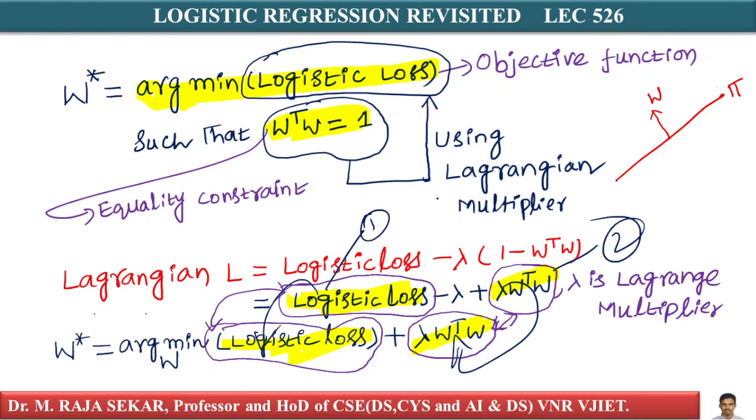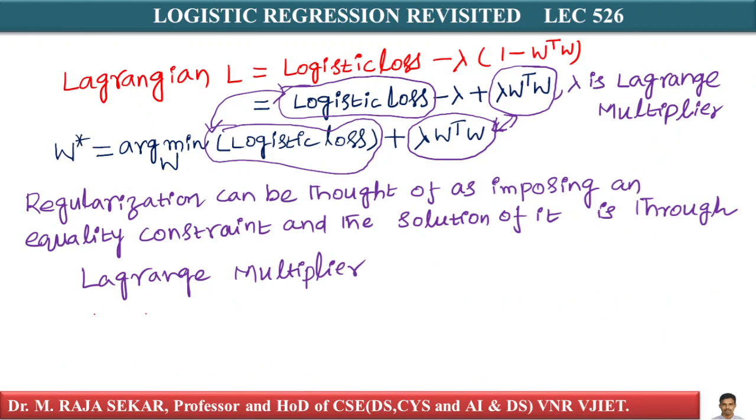Regularization can be thought of as imposing an equality constraint, and the solution of it is obtained through Lagrange's multipliers. I'm just connecting these dots here. One way to interpret regularization is through the equality constraint W transpose W equal to 1 and Lagrange multipliers. This is just one way.